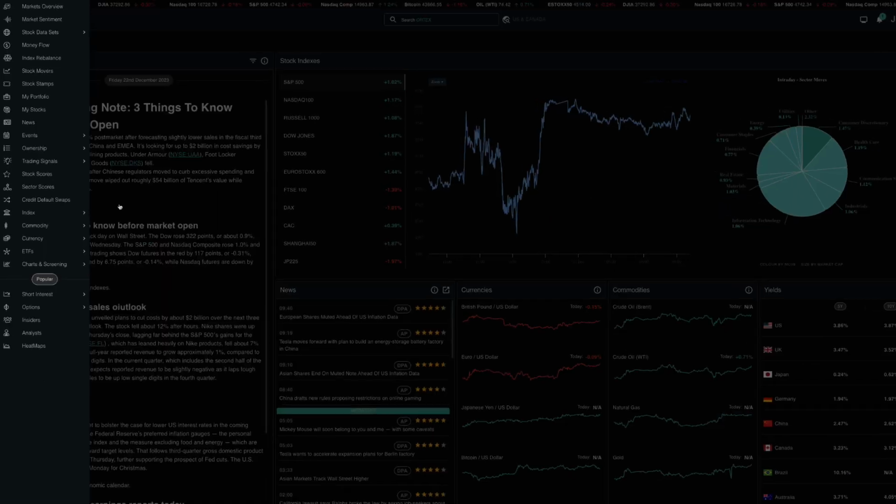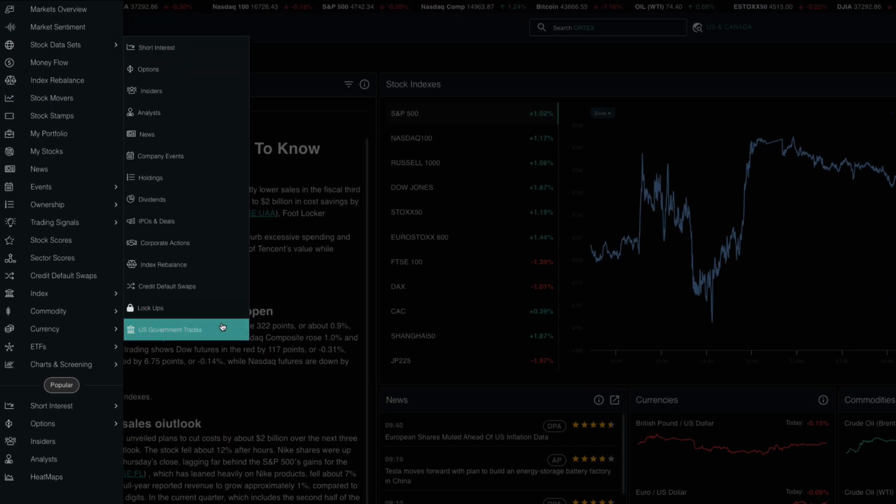Government trades. Tracking trades made by US government officials has proved to be useful data, as they often have valuable insight into the various sector conditions.